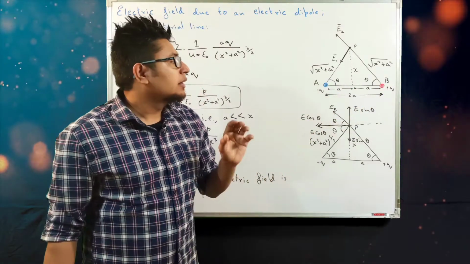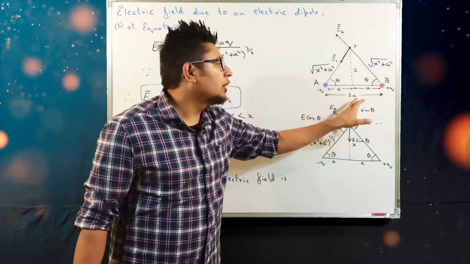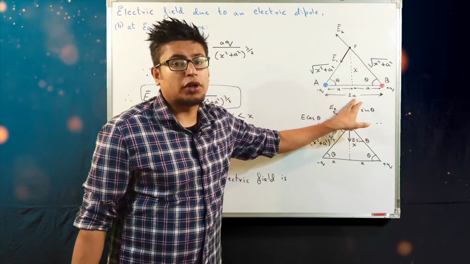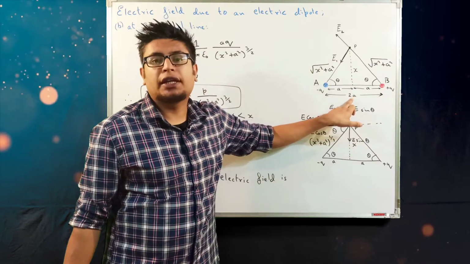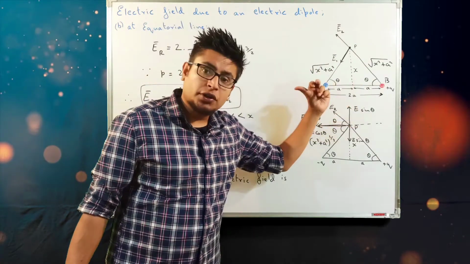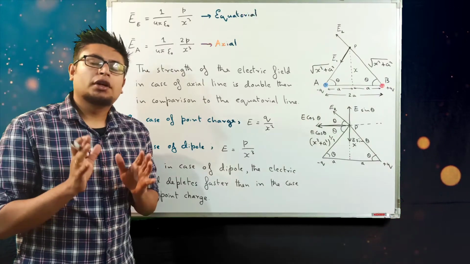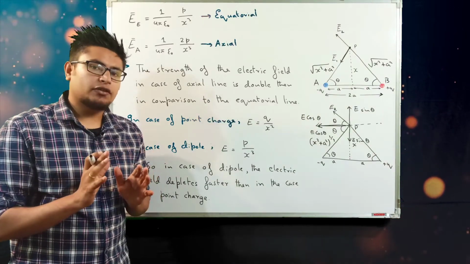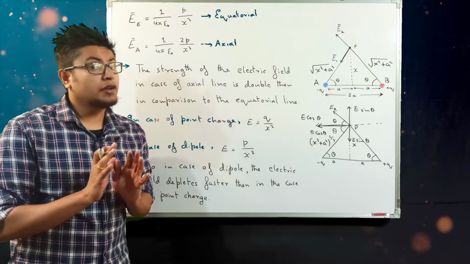Also, one thing: the direction of the electric field at any point in the equatorial line, suppose if I take this point instead of this, then also the direction of the electric field will always be opposite to the direction of P. So we have got an equation for the electric field in the case of equatorial line and also in the case of axial line.